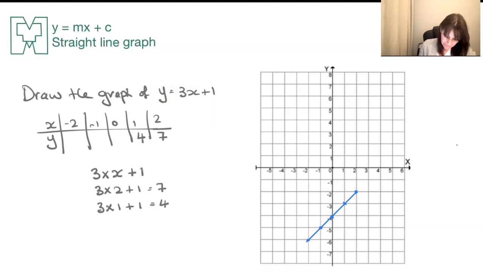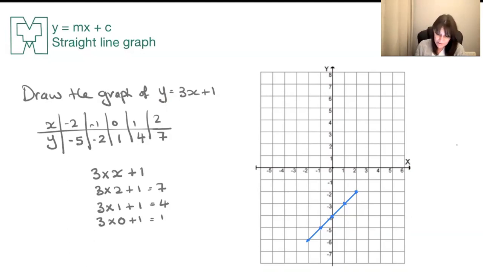Do the 0. 3 times 0 plus 1 is 1. And again, hopefully we're starting to see the pattern. These numbers are going down 3 each time. So if I just take away 3, I'll be at -2, and then I'll be at -5, and it just saves me a little bit of work.